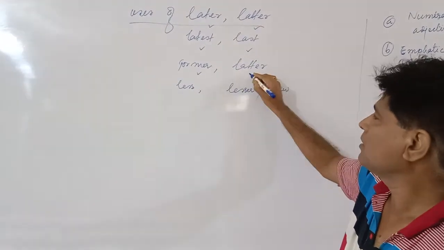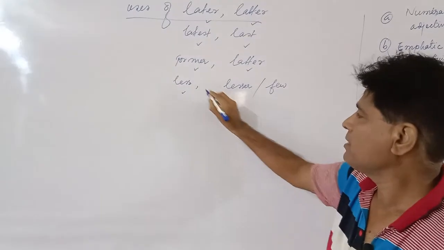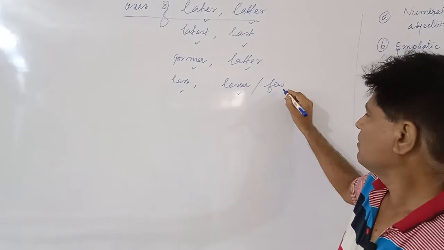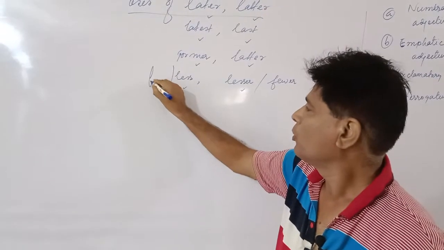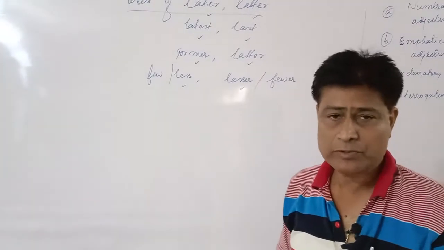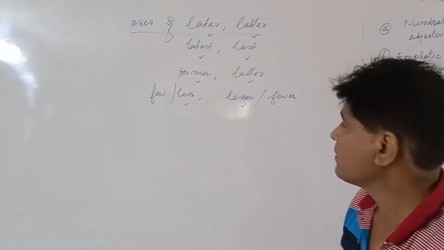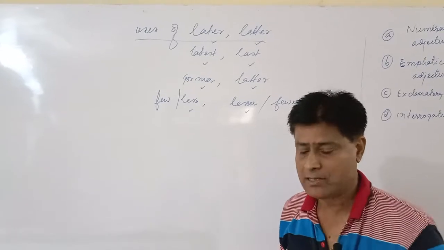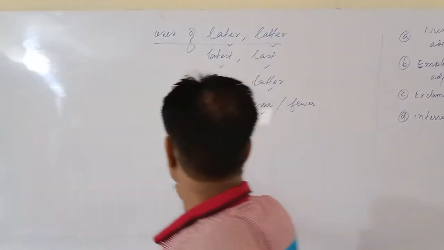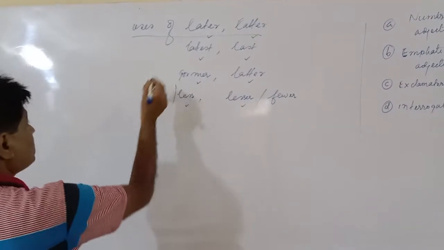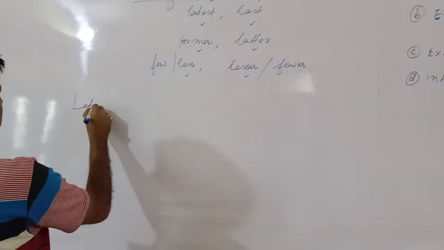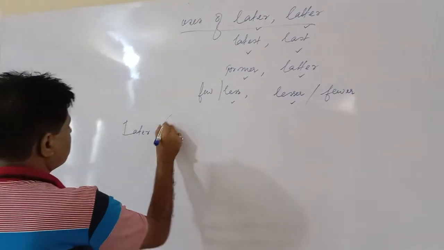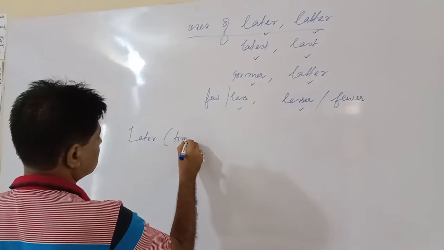Let us learn today with regards to latest, last, later, latter, former, less, lesser, fewer, or few. These are adjectives which are normally used by us, but we make so many mistakes. Where do we use later? Later is used when there is a defining time.